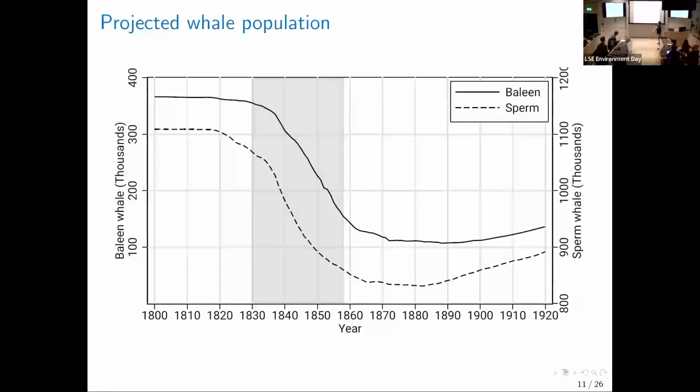And this is the projected whale population based on the whale population trajectory model made by the International Whaling Commission and other marine biologists. The major target species were baleen whales and sperm whales. They both experienced substantial decline in population during the golden age period.